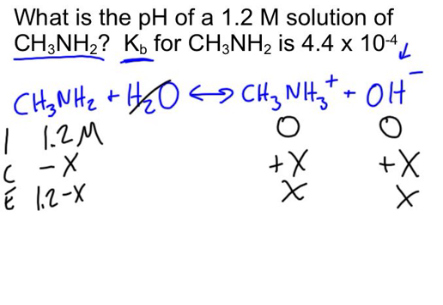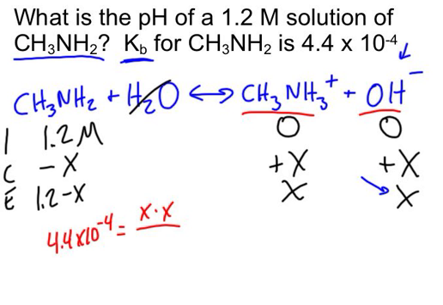And ultimately, we want to find this value of X because that will tell us the concentration of OH minus, which will allow us to find the pH. So now it's an algebraic problem again. I know the value of Kb. It's 4.4 times 10 to the negative 4. And the expression for that, I guess I skipped that part, is going to be this product, so X times X over this concentration, 1.2 minus X. There are no coefficients in this expression, so I don't have to worry about squaring or cubing anything. So I'm just solving for this equation.